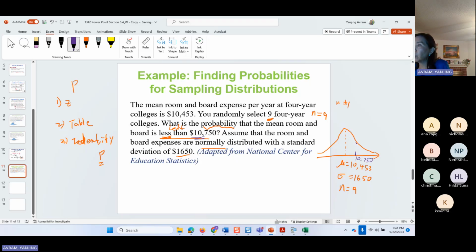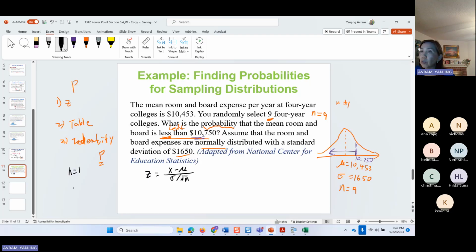Okay, we want to say, what is the probability that you randomly select 9 room and board costs, and the mean will be less than $10,750? So less than is area to the left. All right, so basically I got everything ready. I am going to find my z-score. My z-score will be x minus mu over sigma divided by square root of n.